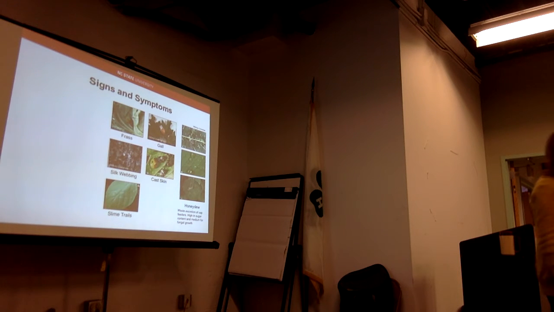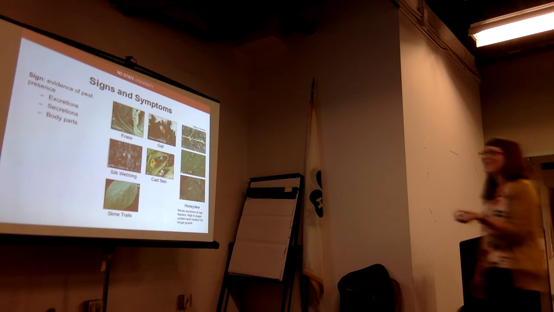Now we're coming to the differences between signs and symptoms. And this is a good way to think about, again, how you figure out what insect is responsible for damage. So signs are going to be evidence of pest presence, right? It could be things like excretions, secretions, and body parts. I love body parts.